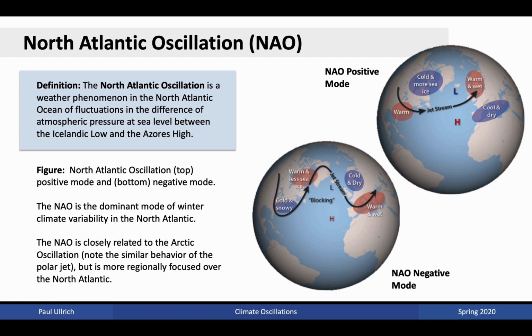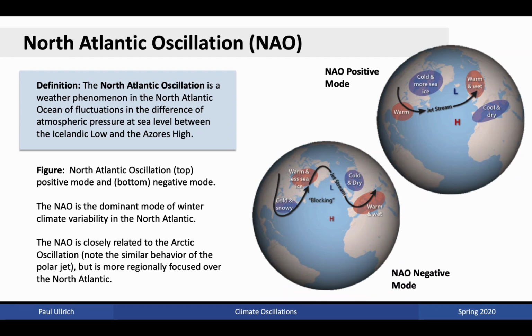During the positive phase of the NAO, we typically have cold conditions in Greenland and northern Canada, as well as cool and dry conditions in southern Europe. These also correspond to warm conditions in the southeast of the US and warm and wet conditions through northern Europe.